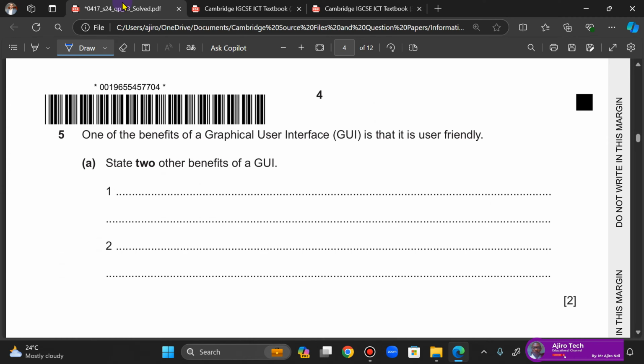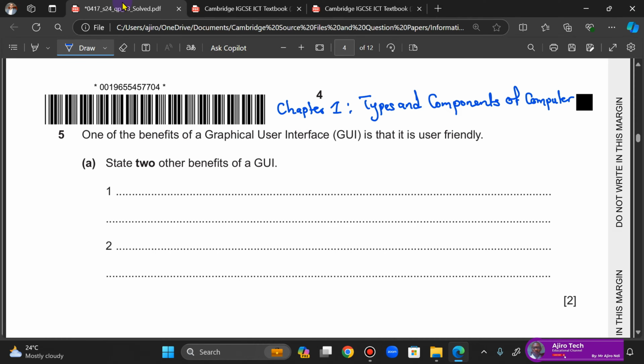Question 5. One of the benefits of a graphical user interface is that it is user friendly. So this is chapter 1, types and components of computer systems. And right here we're looking at the user interface.